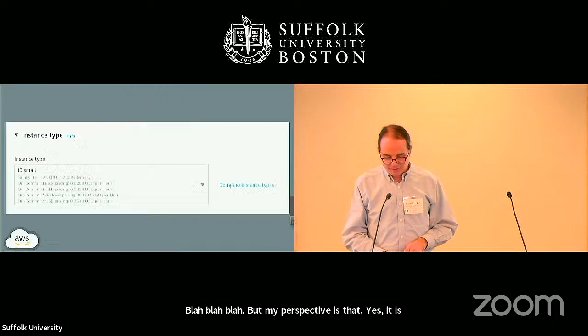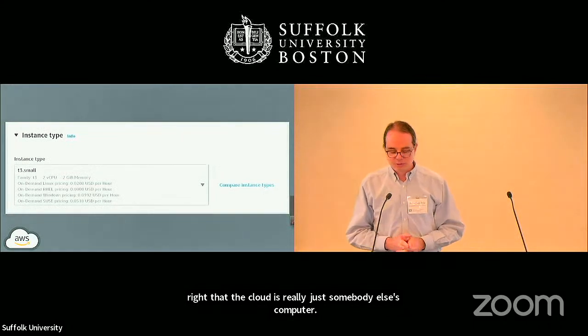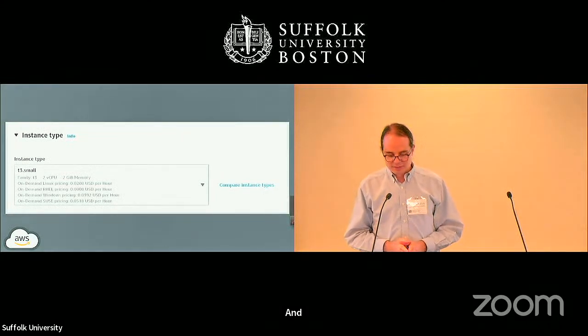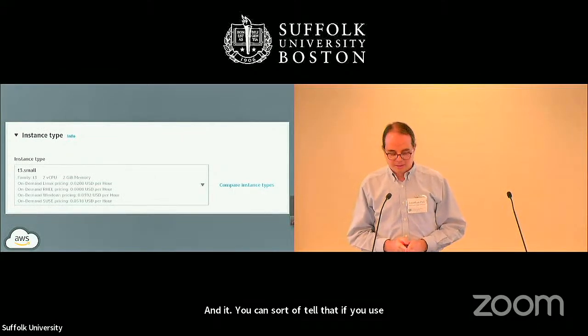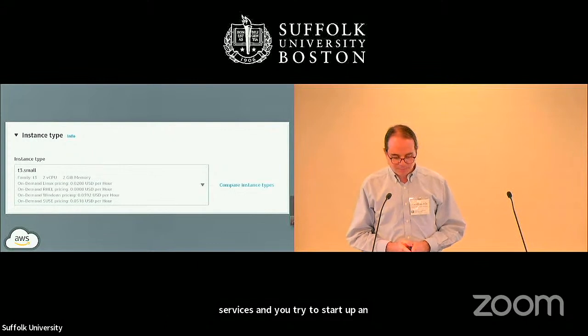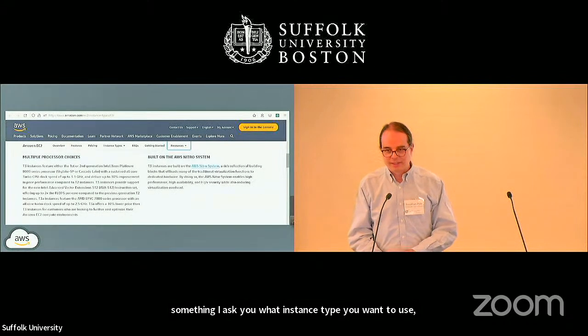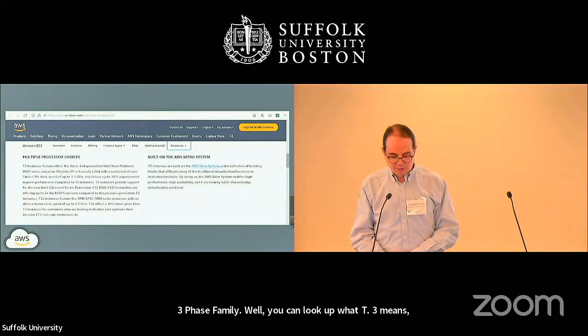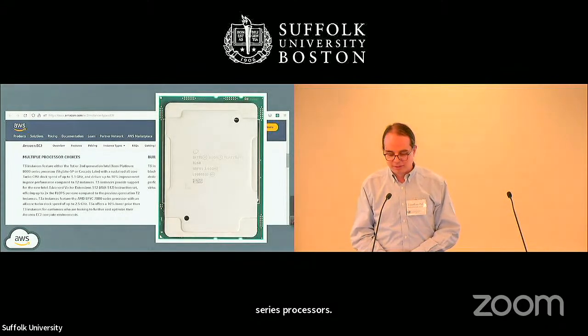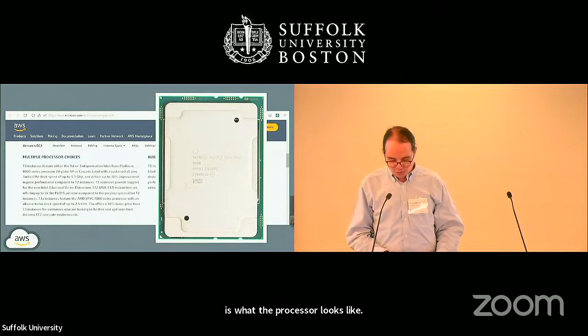And you can tell that if you use Amazon Web Services and you try to start up an instance of something. It asks you what instance type you want to use. And this one is called the T3 family. Well, you can look up what T3 means. And it says, this uses Intel Xeon Platinum 8000 series processors. So this is very much a computer. And sure enough, this is what the processor looks like that you're using. There really is no mystique about it.